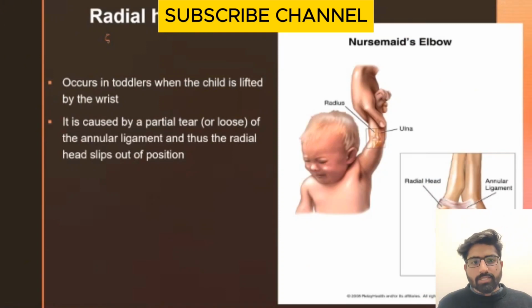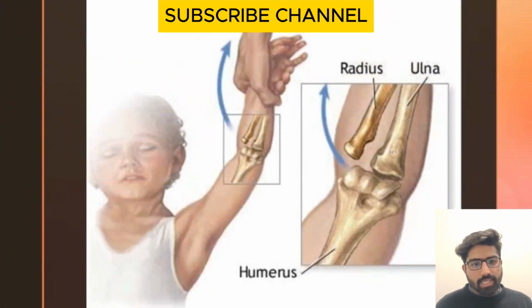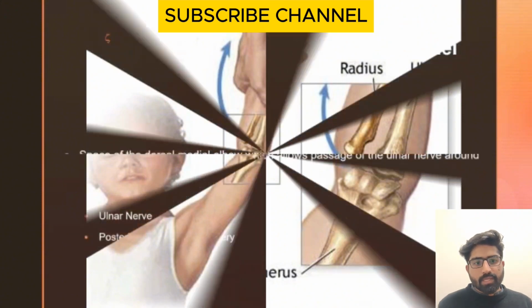Radial head subluxation is also called nursemaid's elbow. It occurs in toddlers when the child is lifted by the wrist. It is caused by a partial tear or loss of the annular ligament, and thus the radial head slips out of position. The radial head typically lies in position due to the ring shape of the annular ligament, which holds the radial head in opposition to the ulna. Whenever there is a tear of the annular ligament, it will lead to radial head subluxation, as I have shown in this slide.